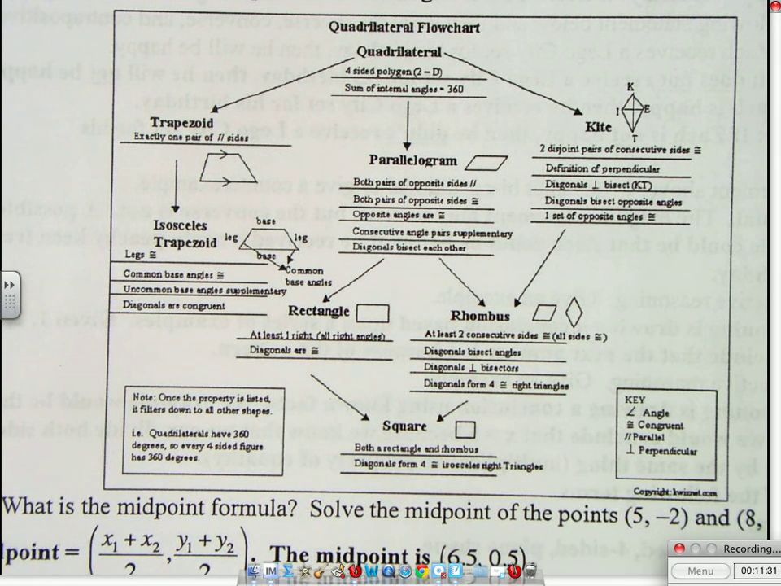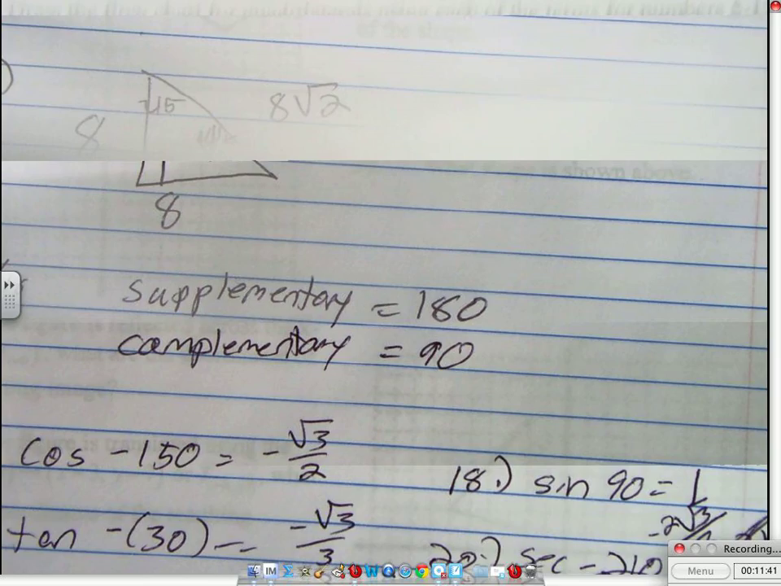Okay. You ready for 13/14 because I have two number 12s? The midpoint formula. Can I get rid of this? Yes? Yeah. Okay. All right.